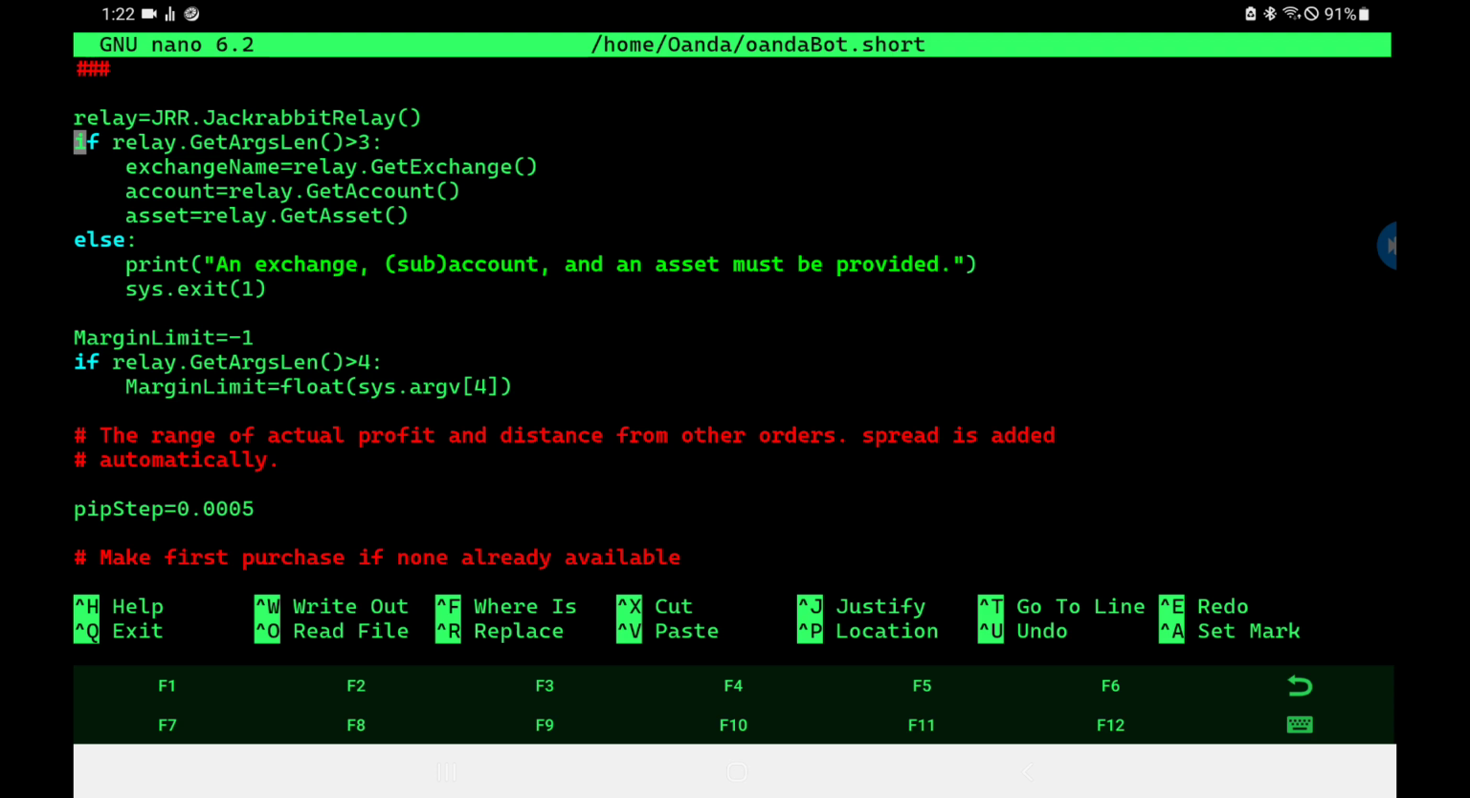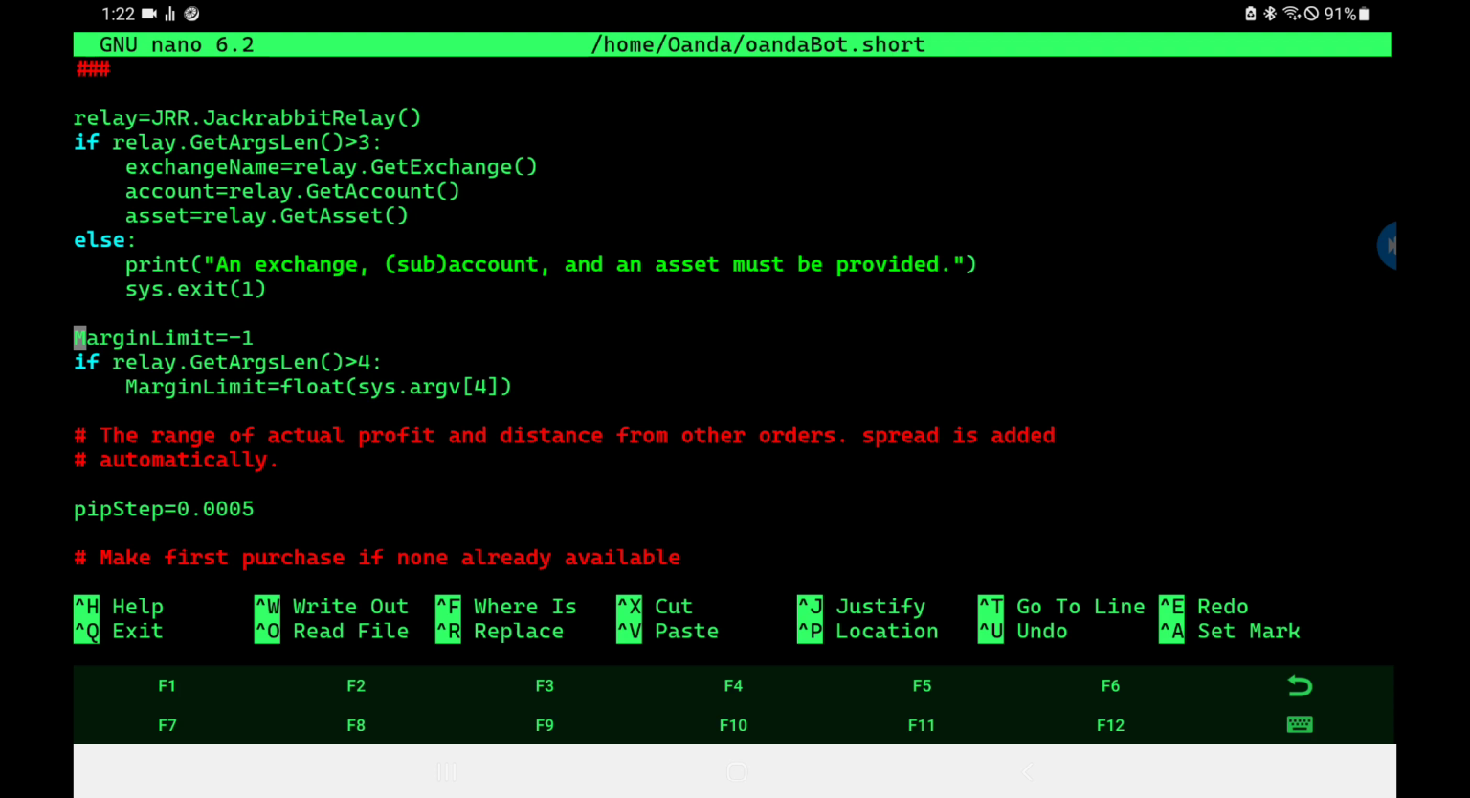So we start out with the framework, we check the parameters, and we know we need the exchange, the account ID or account number, and then the asset we're trading. Pretty straightforward. Those are required, so if we don't get them, we simply let the user know and exit.